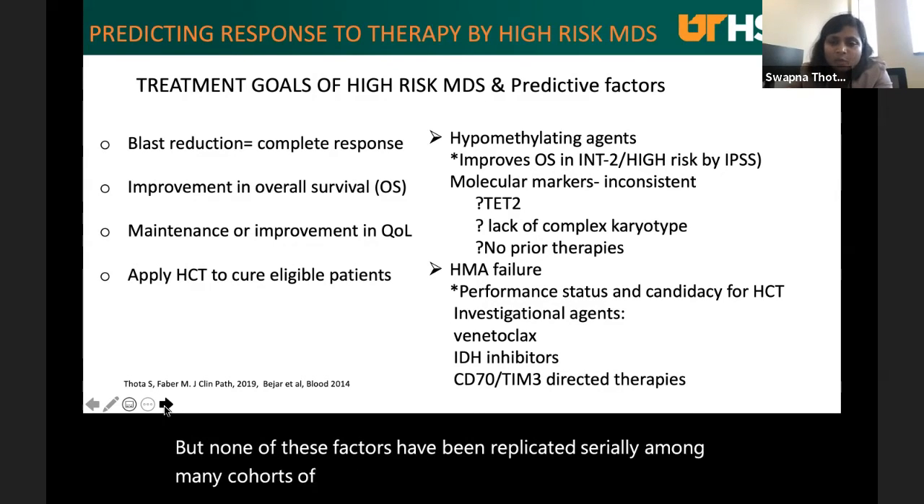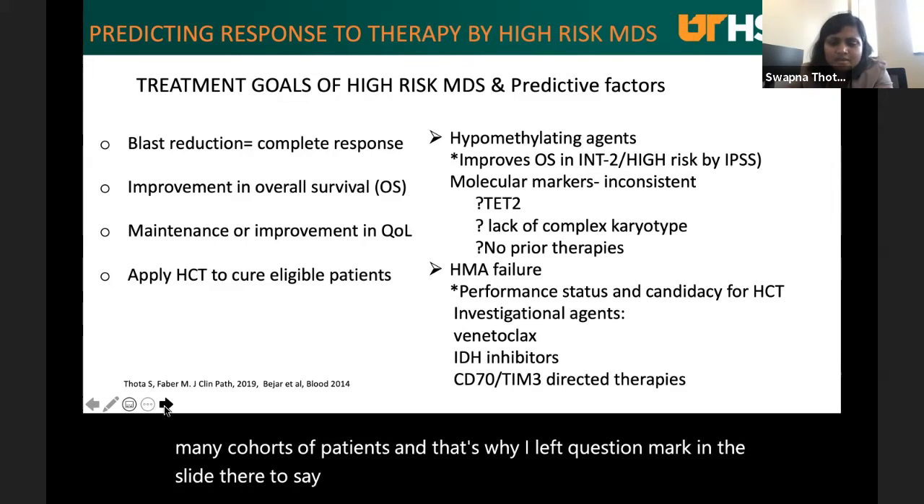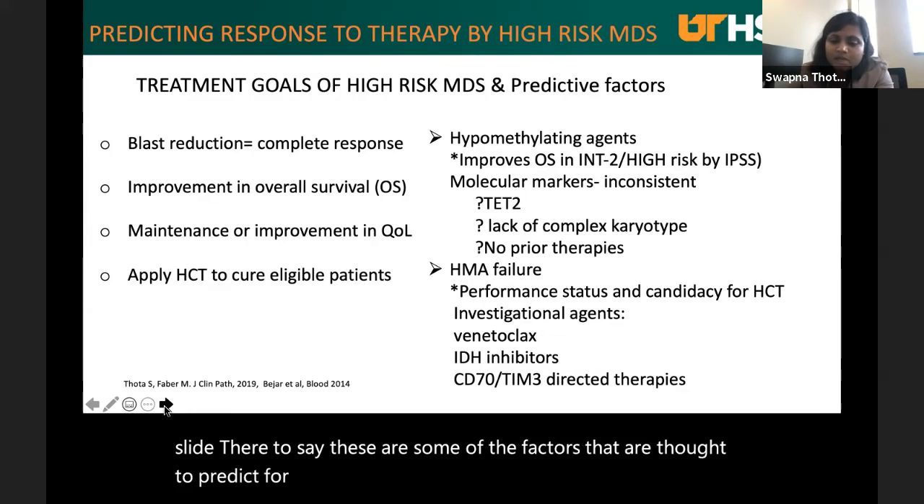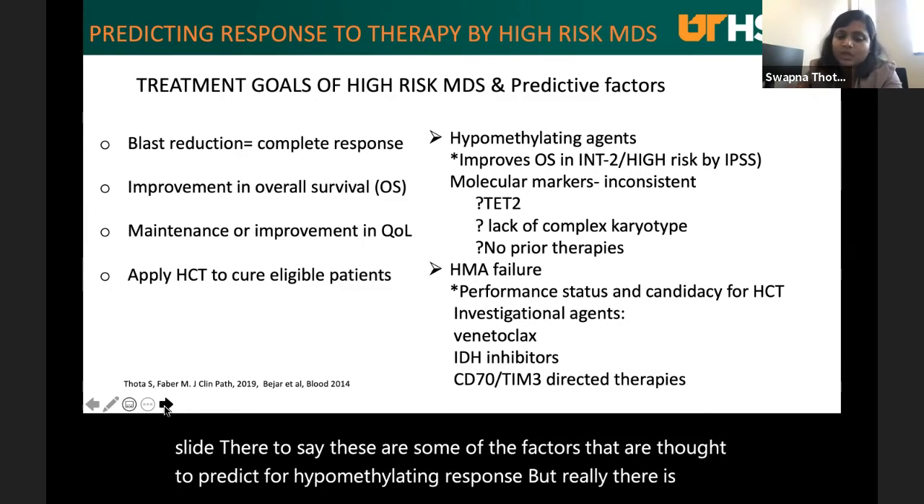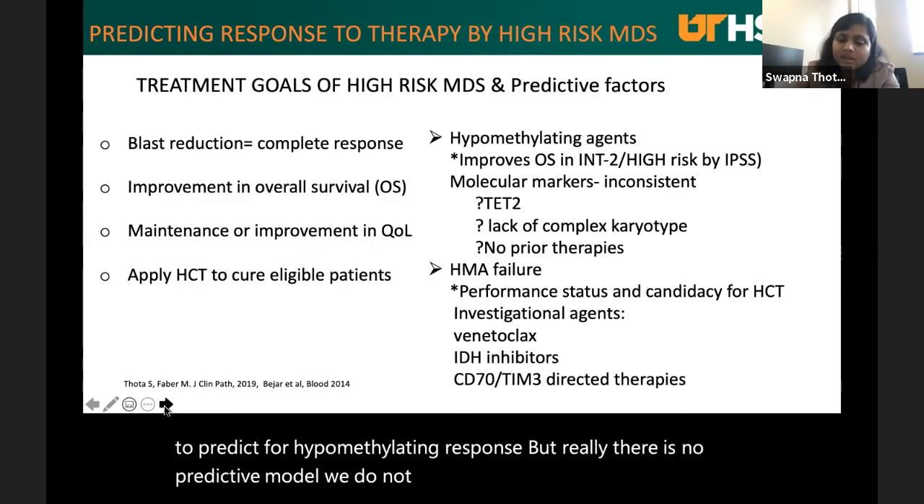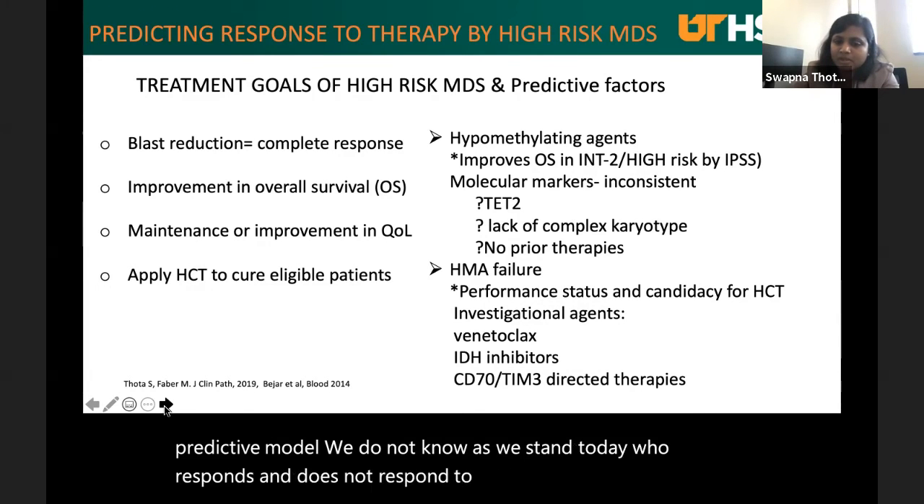And that's why I left a question mark in the slide there, to say these are some of the factors that are thought to predict hypomethylating response, but really there is no predictive model. We do not know as we stand today who responds and does not respond to hypomethylating agents.